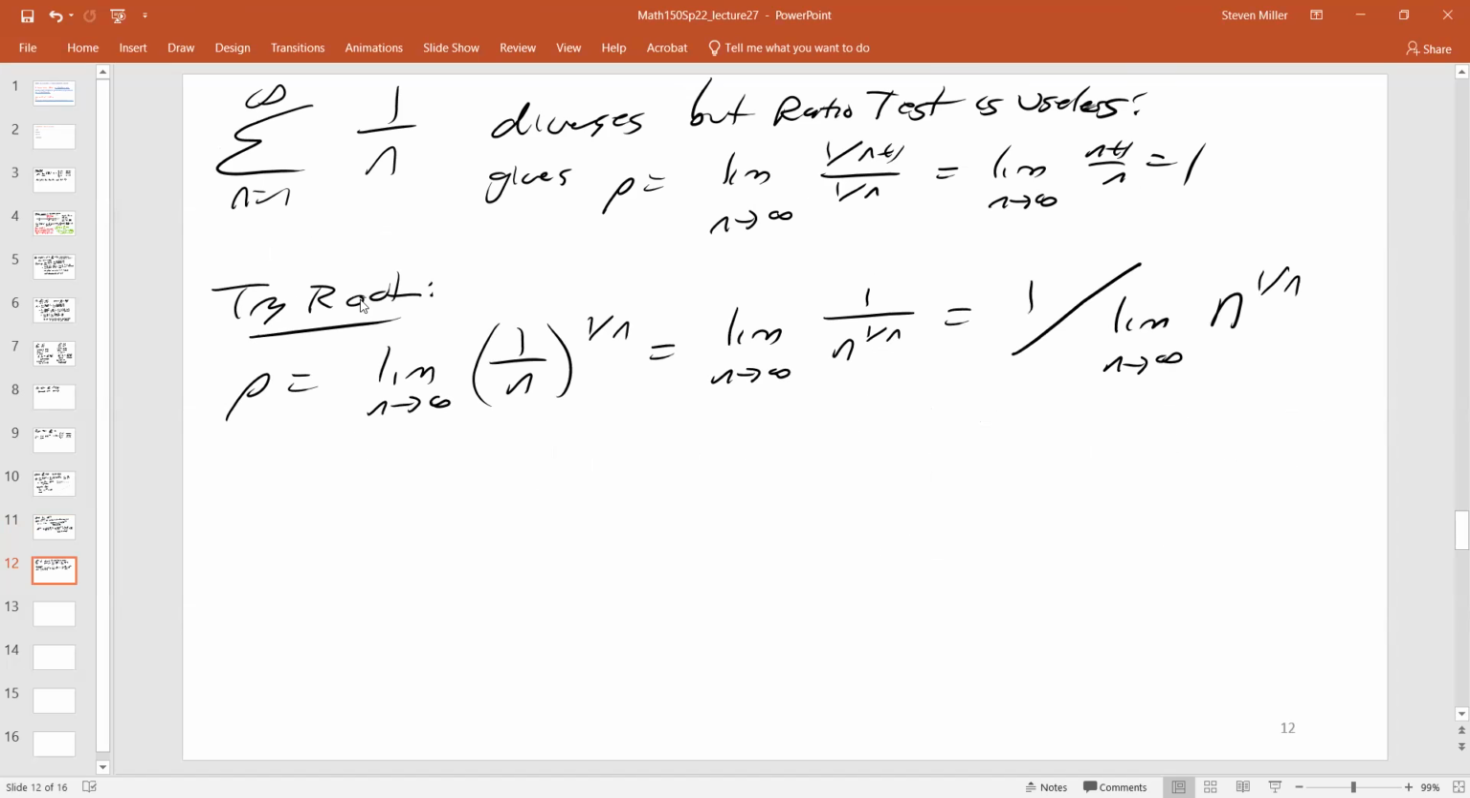Okay. What should I do? Anybody have any thoughts about what n to the 1 over n does? Or any idea of how we might be able to get some thoughts? I would say that it would go to 1. Okay, and how might you confirm that? Yeah, we could try graphing, right?